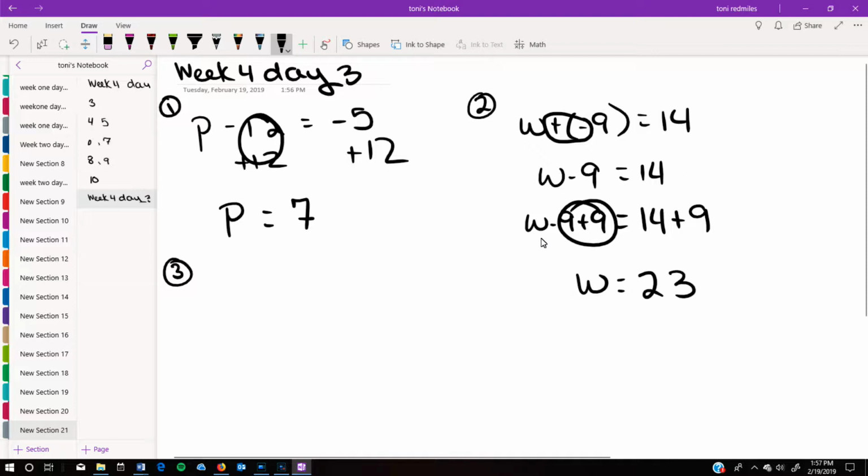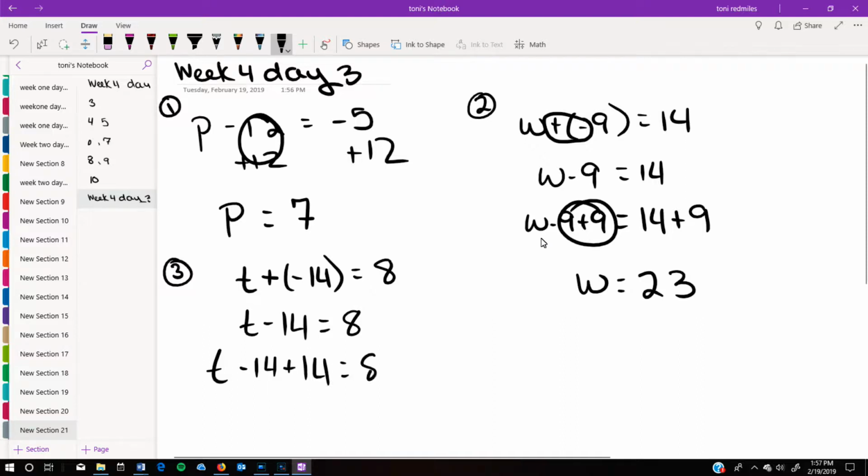In question 3, we have t plus 14, negative 14 equals 8. So we have the same thing going on. It's actually t minus 14 equals 8, which means I have to add it because it's being subtracted from the t. So if it's subtracting the t, then I have to add it to get rid of it. That gives me my 0. But if I add 14 to one side, I got to add it to the other because of the rule of equality, and I get 22.